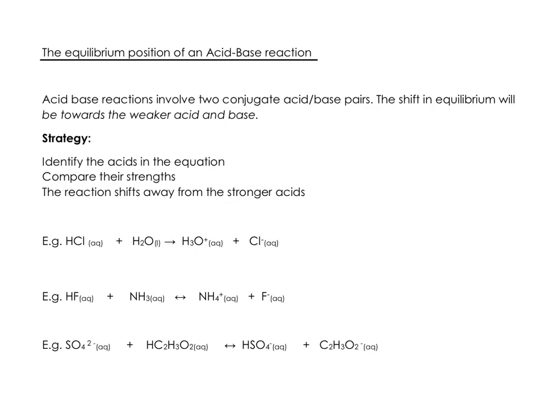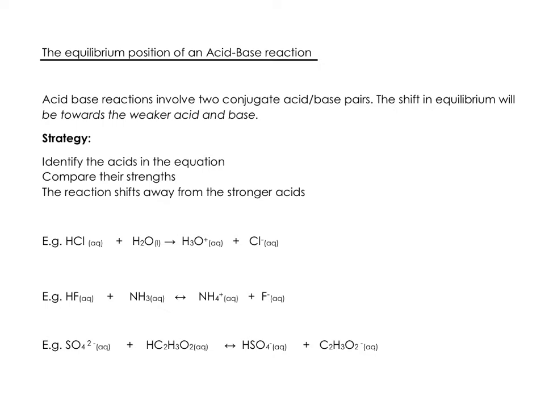Okay, the equilibrium position of an acid-base reaction. Acid-base reactions involve two conjugate acid-base pairs. The shift in equilibrium will be towards the weaker acid and base. So the stronger the acid, it will move towards the side with the weaker acid. So identify the acids in the equation and compare the strengths.